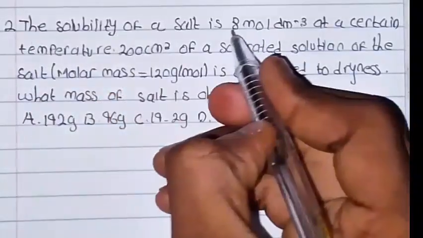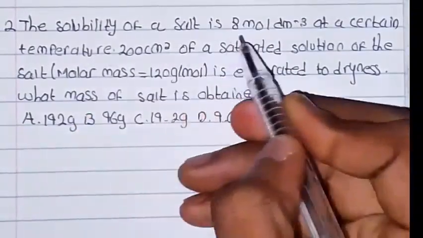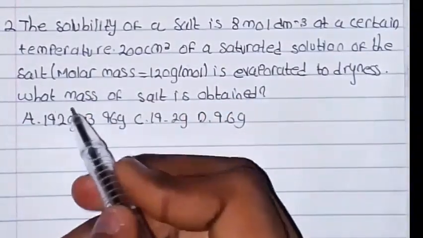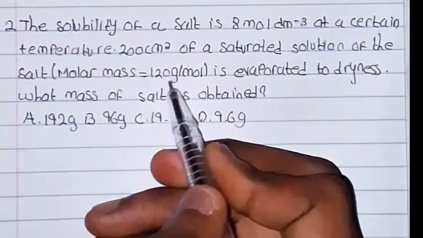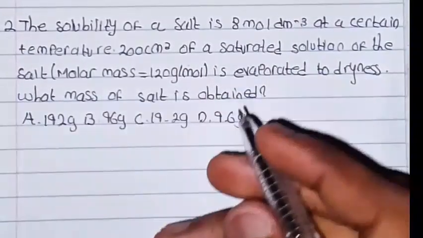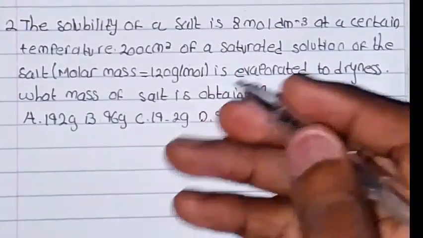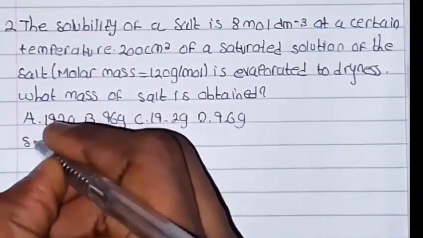The solubility of a salt is 8 mole per dm cube at a certain temperature. 200 cm cube of a saturated solution of the salt, molar mass 120 gram per mole, is evaporated to dryness. What mass of the salt is obtained? Now this is just a test of our understanding of the formula. What do I mean? Let's solve.